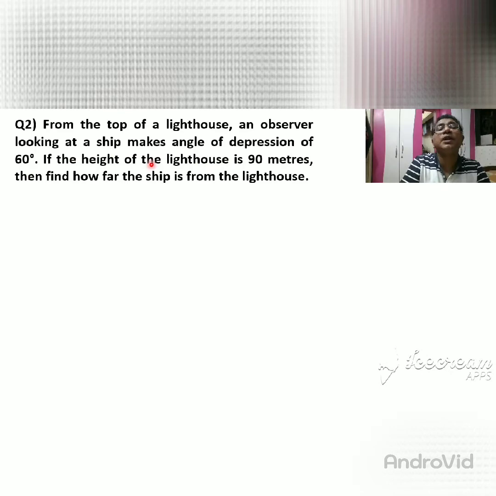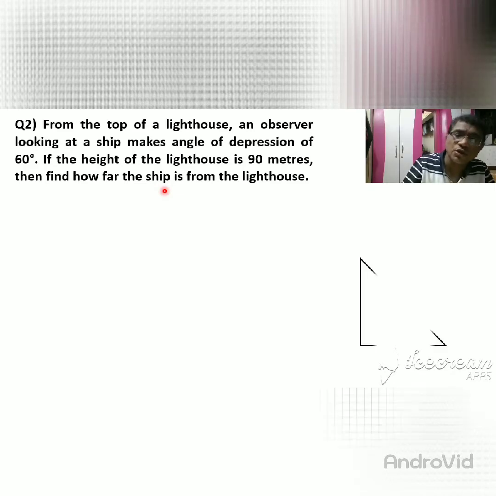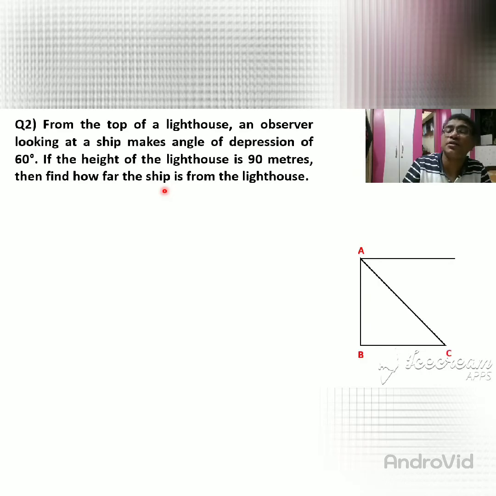The height of the lighthouse is given as 90 meter. Find how far the ship is. How far the ship is means you want to find the distance between the lighthouse and the ship. First we can draw the diagram, and afterwards I will explain the problem.